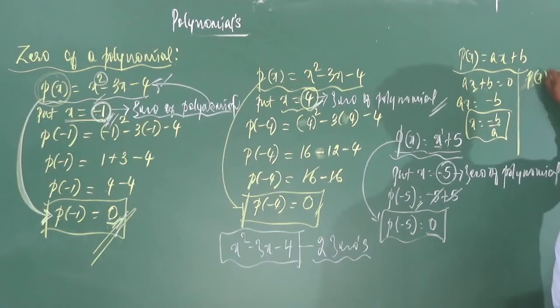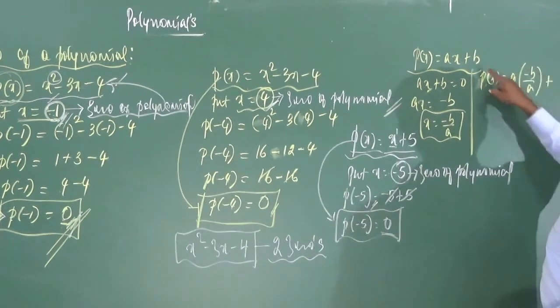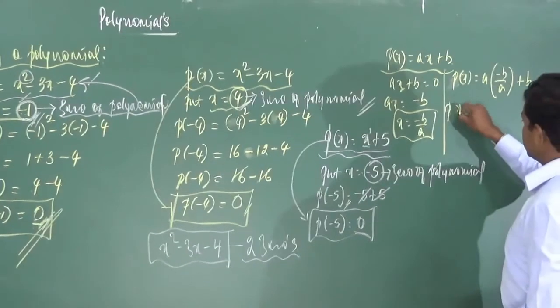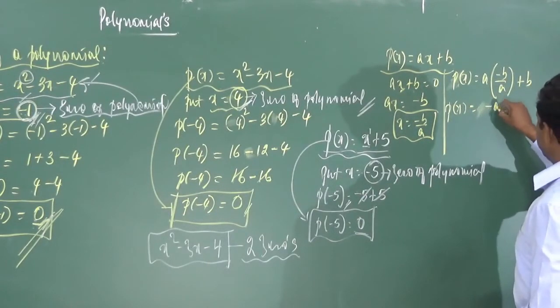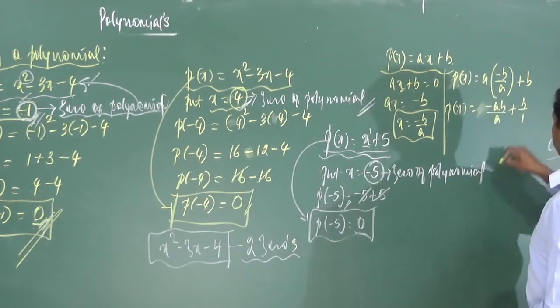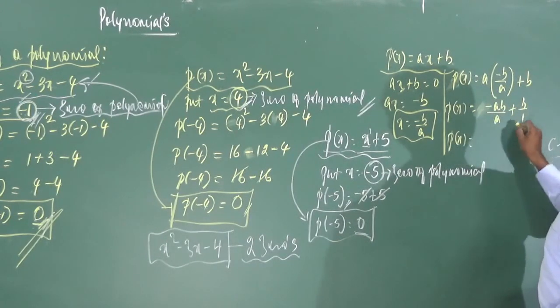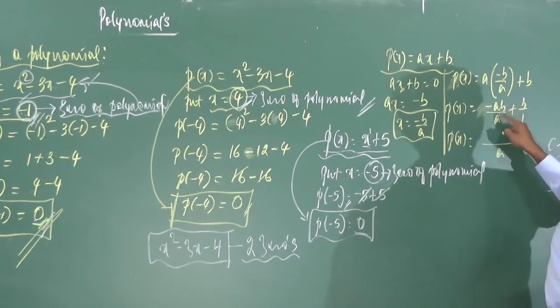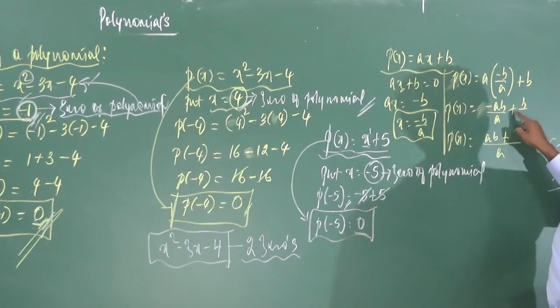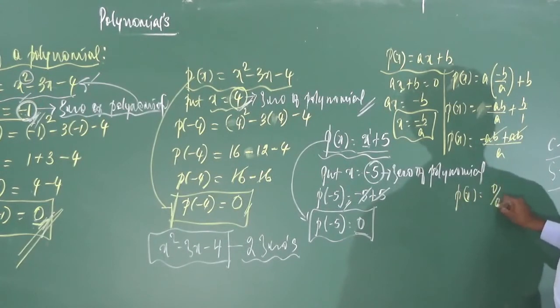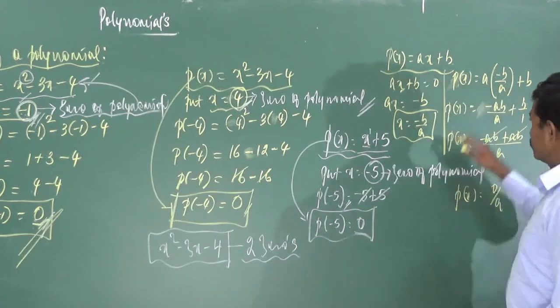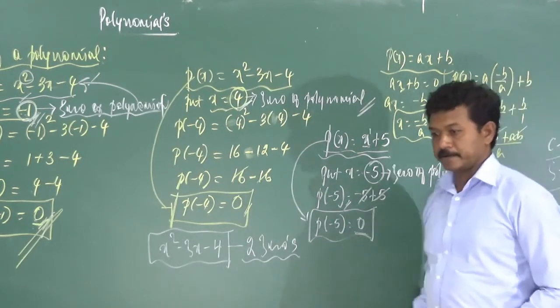So p of x is equal to a into the x value, minus b by a, plus you are left with b. So p of x is equal to a into minus b is minus ab by a, plus b by 1. So p of x is equal to, with LCM a, minus ab by a, plus b into a is ab. So plus ab minus ab cancels. So p of x is equal to 0 by a, that becomes equal to 0. This is the most generalized form that I am showing you here.